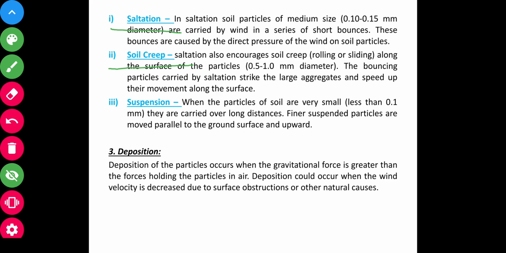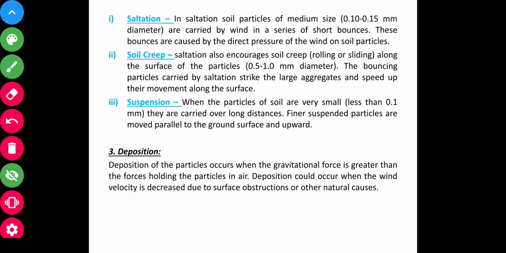Now, in saltation, soil particles of medium size are carried by wind in a series of short bounces. These bounces are caused by the direct pressure of wind on the soil surface. Right? In this way, the saltation process of transportation is completed. Then the second one is the surface creep or soil creep.